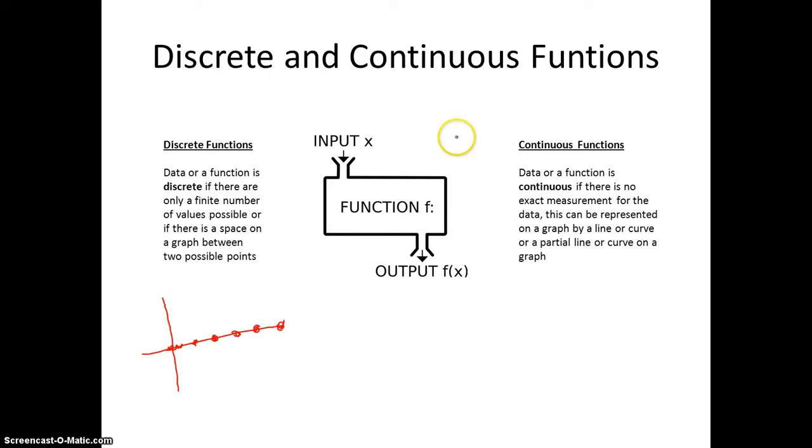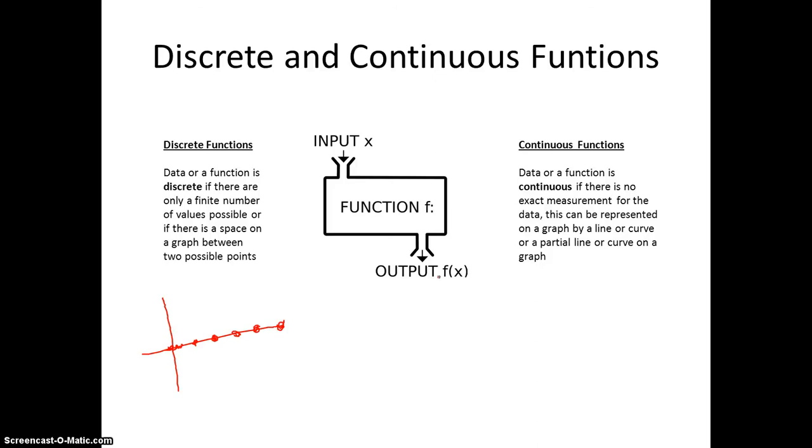Now, a continuous function. Data or a function is continuous if there is no exact measurement for the data. This can be represented on a graph by a line or a curve or a partial line or curve. So continuous data is pretty much all other numerical data other than countable items. This is typically associated with some sort of physical measurement. So the height of a tree at a nursery, for example, is continuous data.